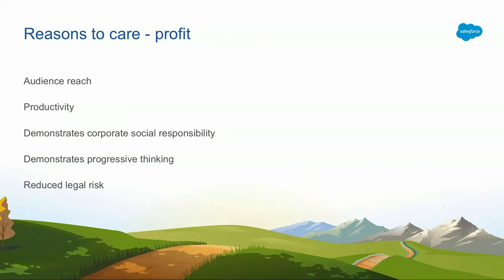It's a good way of demonstrating corporate social responsibility, and it can demonstrate a commitment to acting ethically as an organization. You can demonstrate progressive thinking. You can show that your organization is a thought leader and is tackling accessibility proactively. And finally, reduce legal risk, because nobody wants the cost to their time, their reputation, and money of being on the wrong side of an anti-discrimination lawsuit.